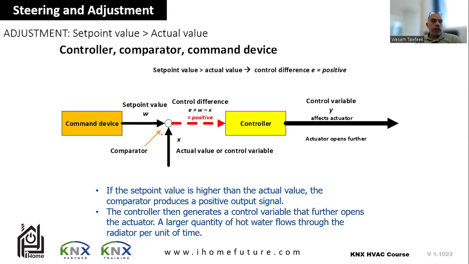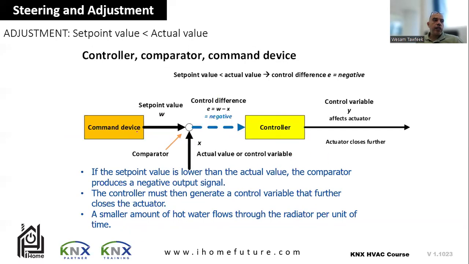However, if the set point value is higher than the actual value, the comparator produces a positive output signal. The controller then generates a control variable that further opens the actuator. A large quantity of hot water flows through the radiator per unit of time. So in this way, I want more heat. So the set point value I need is more than the actual value. So simply I'm sending it to my system to get me more water because I need more heat in my room.